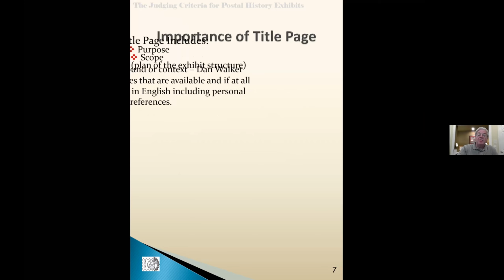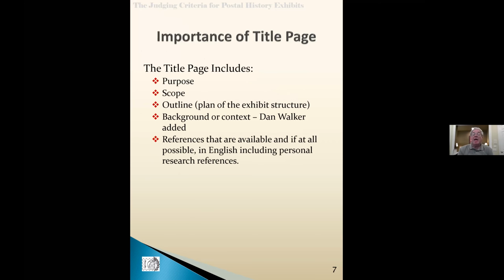Importance of the title page. On the title page, you have to state the purpose of the exhibit. "The purpose of this exhibit is" — I love to see that phrase when you're looking at the title page. The scope, when it started, when it ended, and we'll give a number of examples of scope statements, including just a simple one of dates, but also a number of other examples. The outline, or the plan of the exhibit, the structure of the exhibit. Background or context information. I've added this myself because I think it's very important in a postal history exhibit.